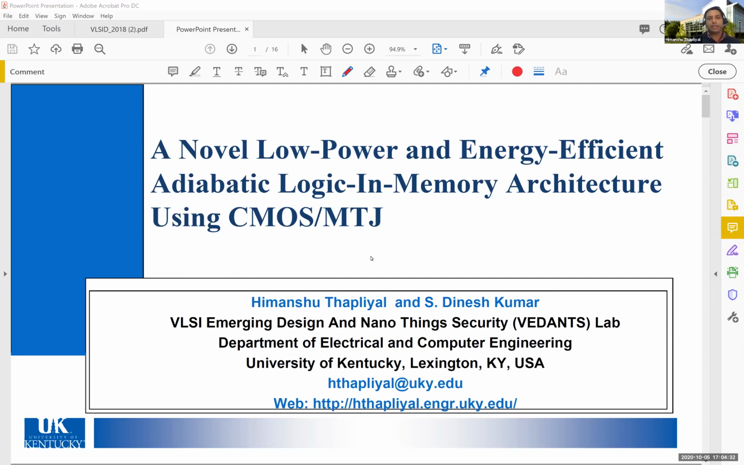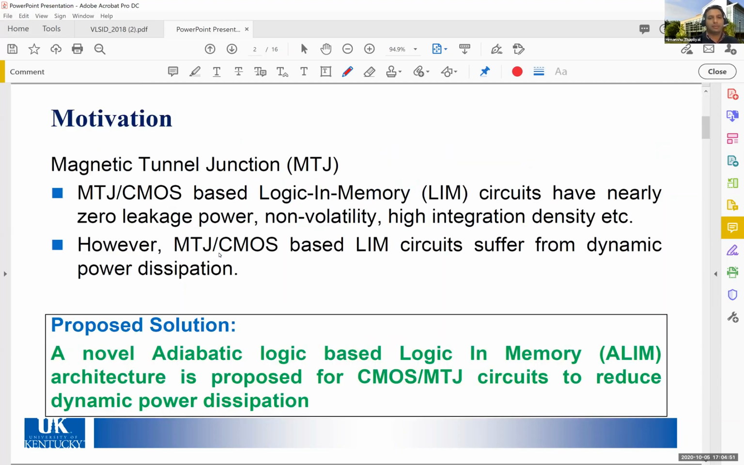I will be giving my talk on a novel low power and energy efficient adiabatic logic in memory architecture using CMOS MTJ. This work has been performed in collaboration with my former PhD student, Dr. S. Dinesh Kumar. Let me define that whenever I refer to MTJ, I mean the magnetic tunnel junction.